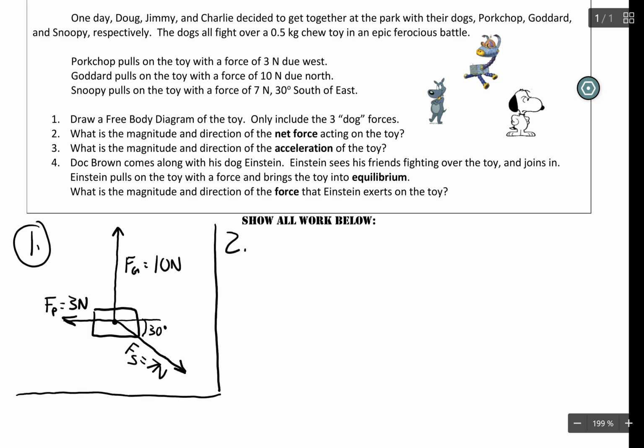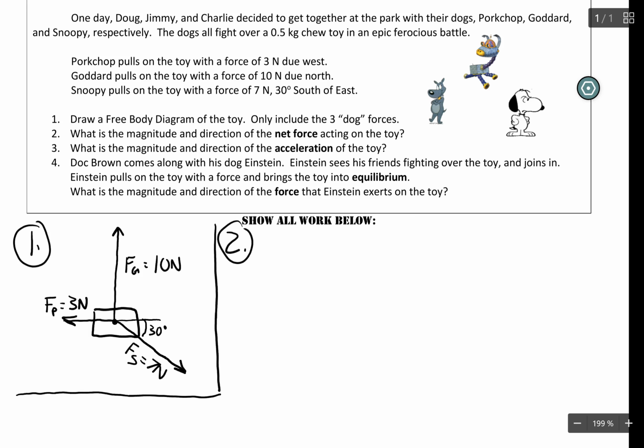Part 2 says, what is the net force acting on the toy? Remember, net force just means the sum of the forces. So we want to add these 3 vectors together, add these 3 forces together. But since they're in the x direction, the y direction, and a combination of both, it's going to be a little trickier than just doing 10 plus 3 plus 7.